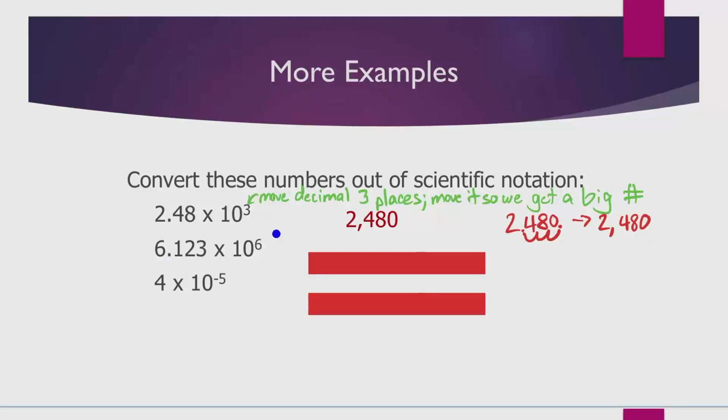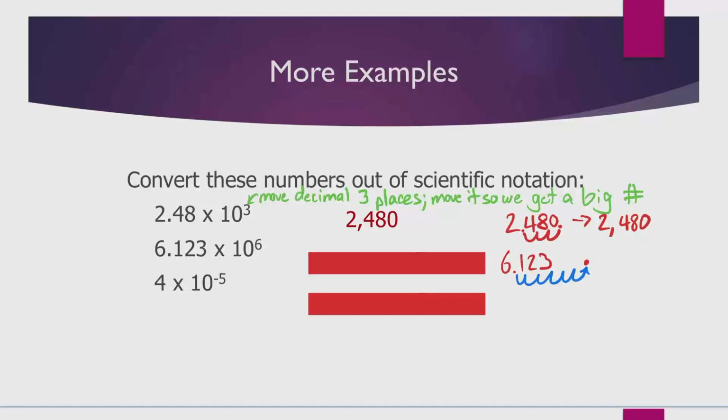For the next one, 6.123 times 10 to the 6. Again, we're really focusing in on the exponent part, times 10 to the 6. The 6 lets us know we're going to move that decimal place over 6 places. It's also positive, so that means we're expecting a big number. We want to move it to the right so that we get a big number. So doing that also on the right side, 6.123. We're going to move our decimal place over 1, 2, 3, 4, 5, 6 places.